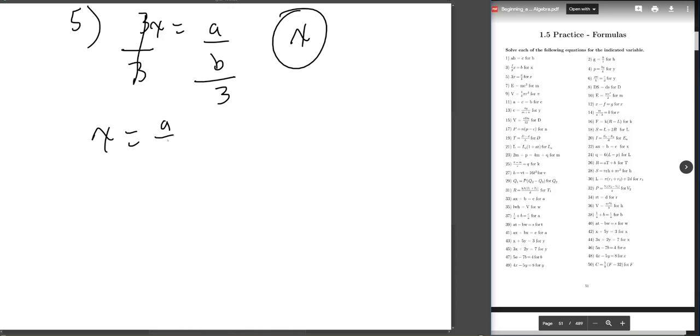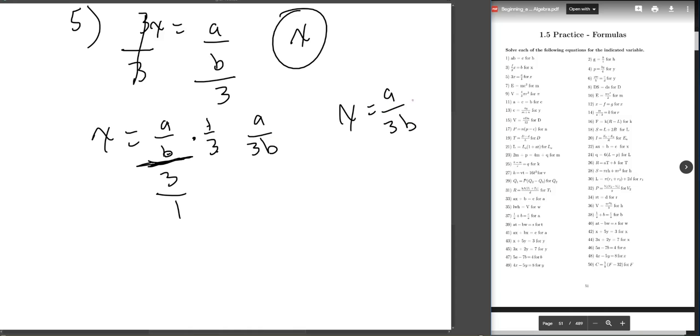So a over b over 3, big fraction here. That's really 3 over 1. Whenever you're dividing fractions, you inverse the fraction, multiply it, and that will give you the result. So multiplied by 1 over 3, and that gives us a times 1 equals a, b times 3 equals 3b. That should be the answer. X equals a over 3b.